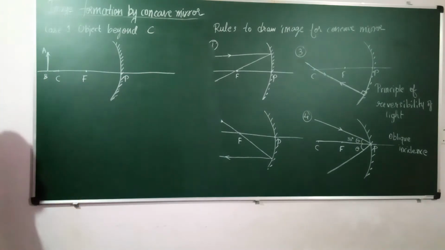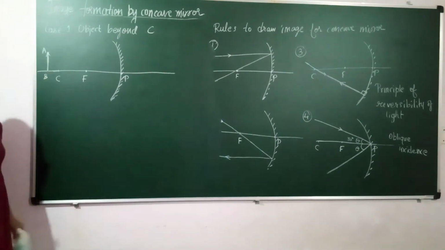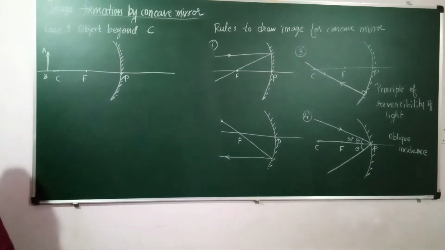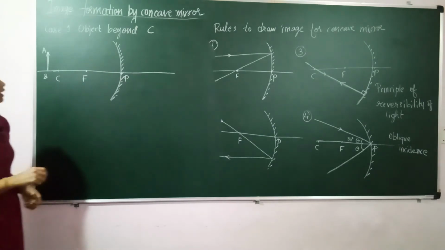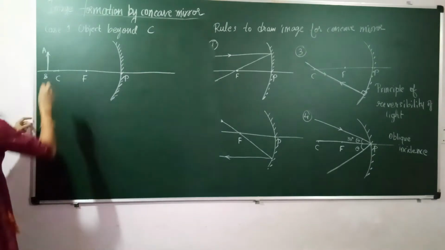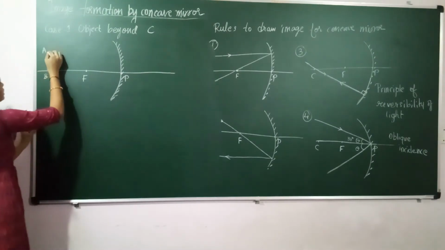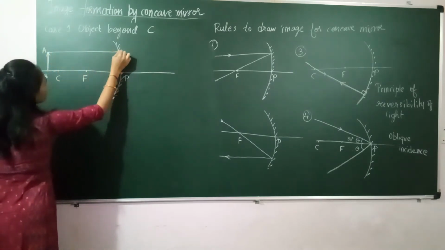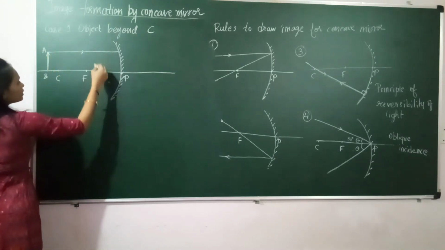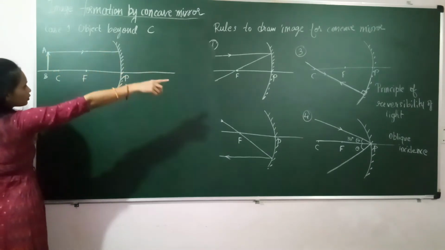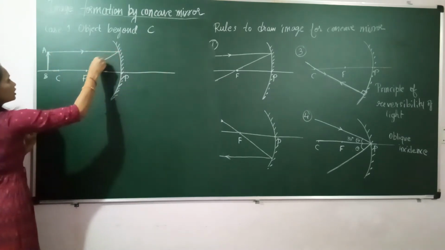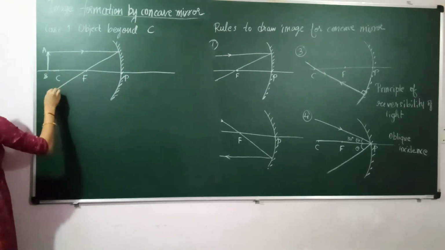Now how we will draw the ray diagram: to get any image we always take two rays. It's important to take two rays, because where the two rays intersect, at that point the image will be formed. So for that we will take two rays. Consider first the ray passing parallel to the principal axis, from point A. We know the rule that whenever a ray is parallel to the principal axis, after reflection it will pass through the focus point. So this is our reflected ray.